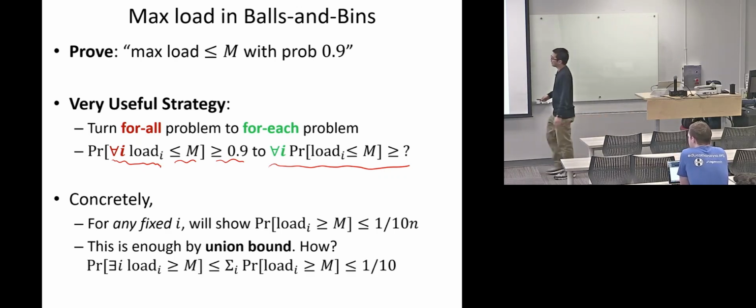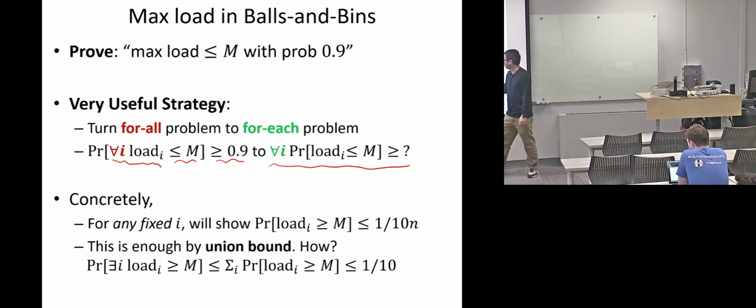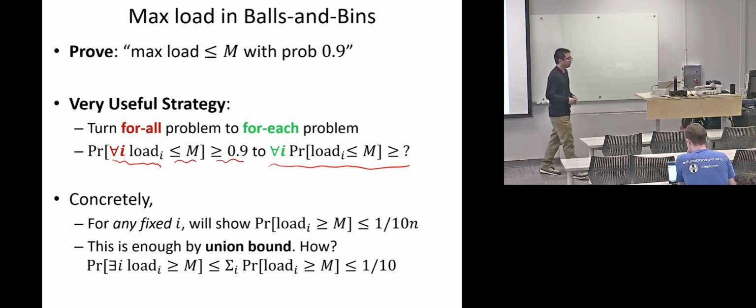So you see, when you want to apply union bound, you have that the probability that there exists a load i that is more than M is, by union bound, at most the sum of these probabilities, and each of these is at most 1/10n, and that's going to be 1/10. So it means that for all i, with 90% probability, they are at most M. Okay. So you're going to use this trick again and again. So get used to it, right?